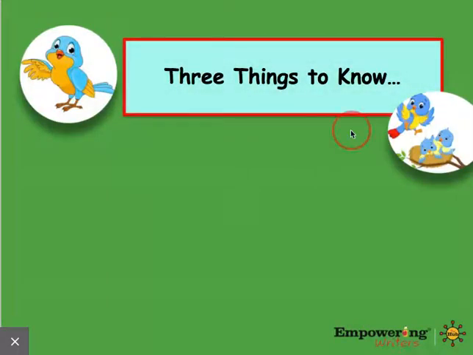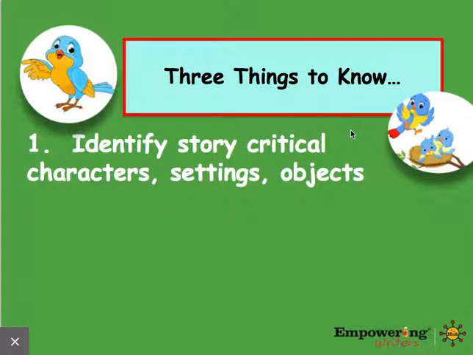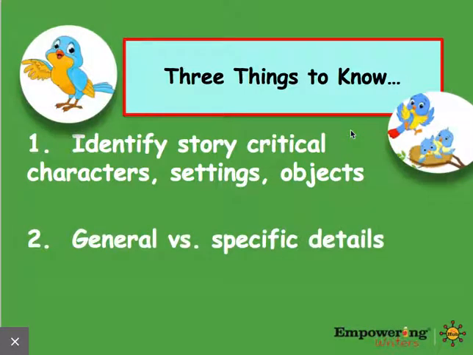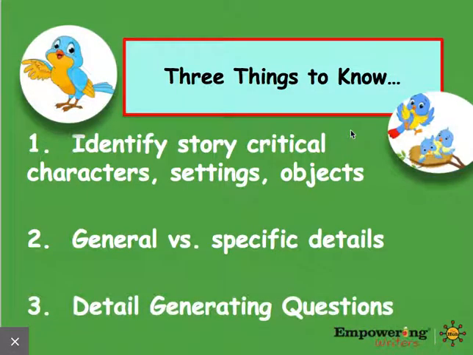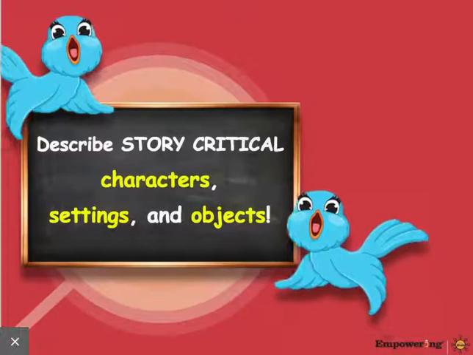So 3 things to know. Number 1, authors identify story critical characters, settings, and objects. They use specific instead of general details. And the way that they come about finding these elaborative details is through asking themselves detail-generating questions. So again, authors describe story-critical characters, settings, and objects using elaborative detail.